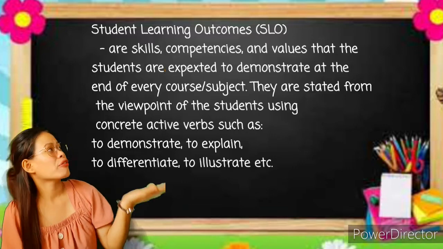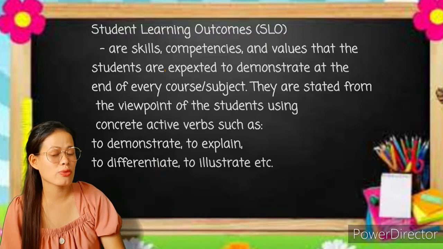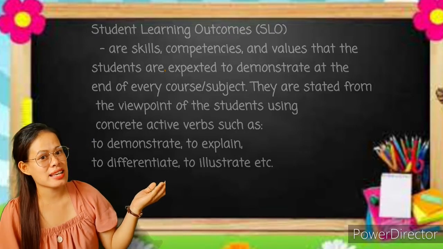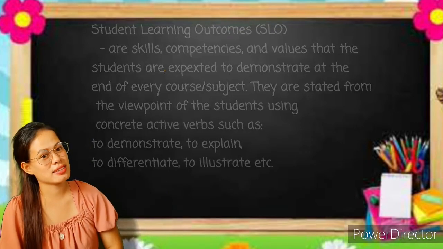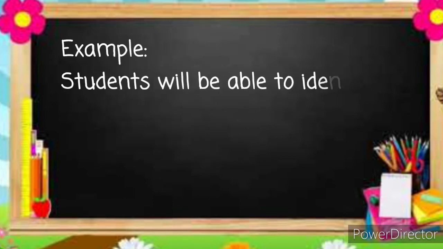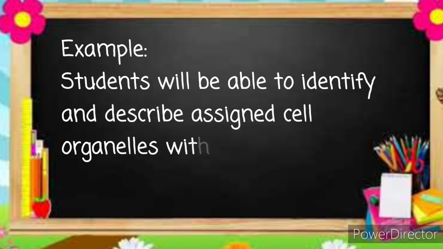Meaning, from the word itself, outcomes, these are the achieved results of what was learned. To make it clear, these are the evidences that learning really took place. An example of a student learning outcome is this: Students will be able to identify and describe assigned cell organelles with 80% accuracy.